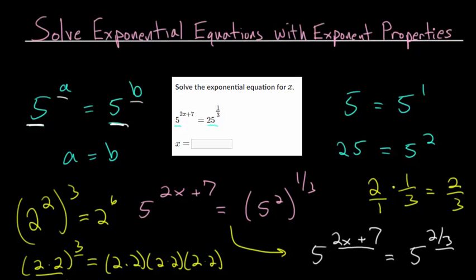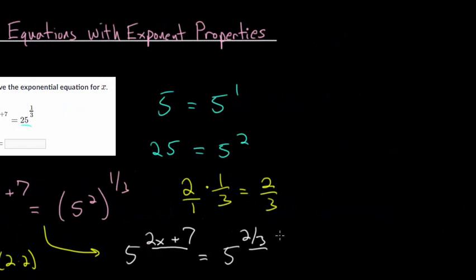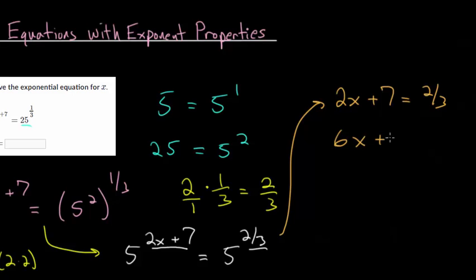So let's just make a little bit of room here, and we can work up here. We have that 2x plus 7 is equal to 2/3. And let's just get rid of the fraction. We will multiply every term by 3, and that'll cancel this out. So you get 6x plus 21 is equal to 2. And let's subtract 21 on each side. So you get 6x is negative 19. And lastly, divide everything by 6, and you get minus 19 over 6.